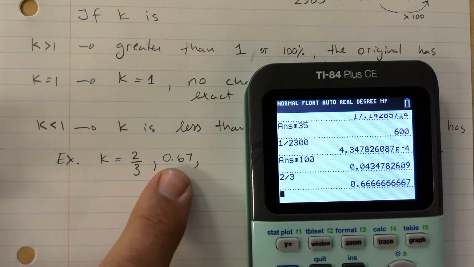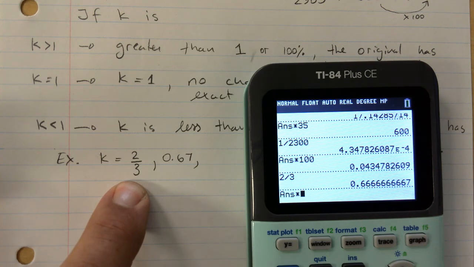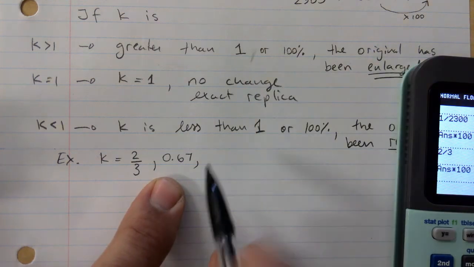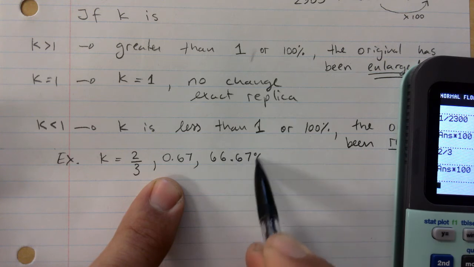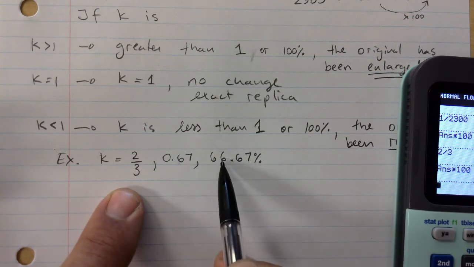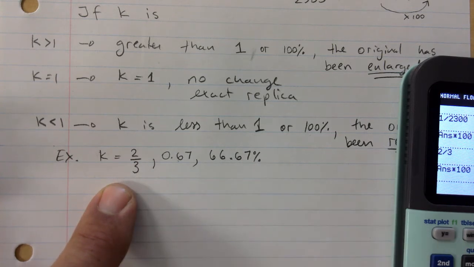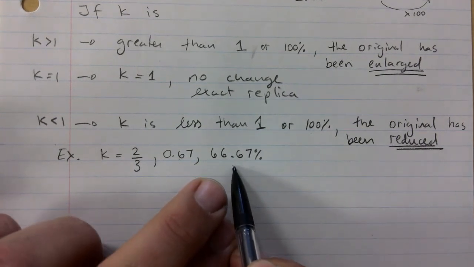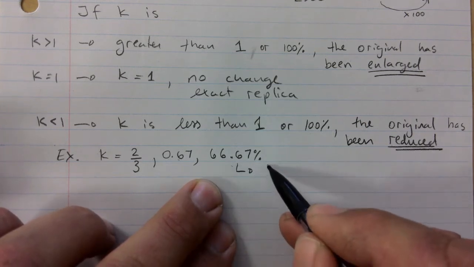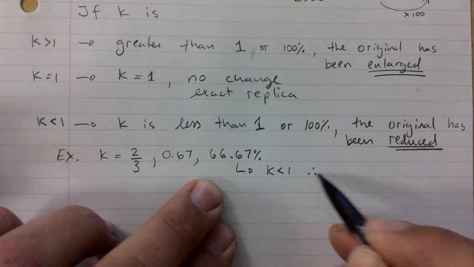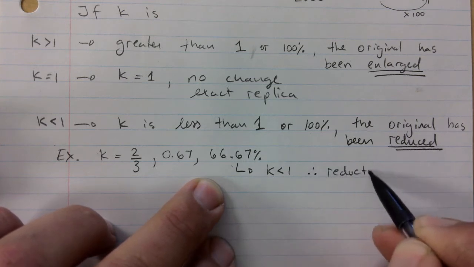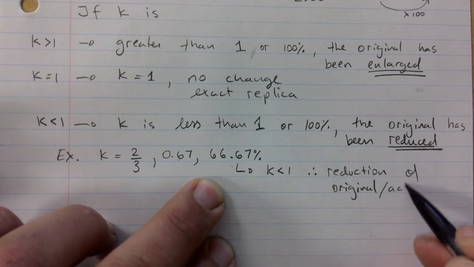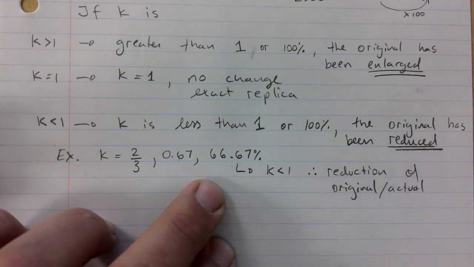But if you want to state that as a percent, you got to go back to the original and multiply that by 100. So you get 66.67%, right? So don't use the decimal to get to the percent, go back to the fraction, divide, multiply by 100. And so all of these indicate that it's a reduction of the original. K is less than 1, therefore reduction of original, or the actual, we can throw that in there so that you get used to seeing both of them.